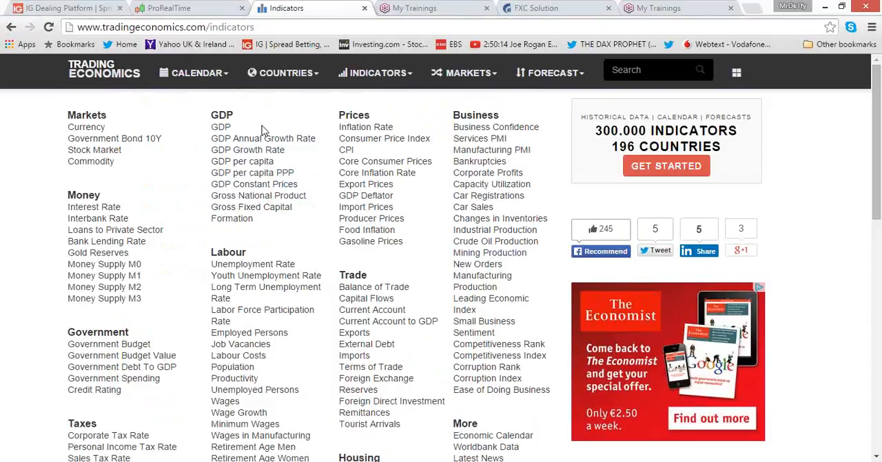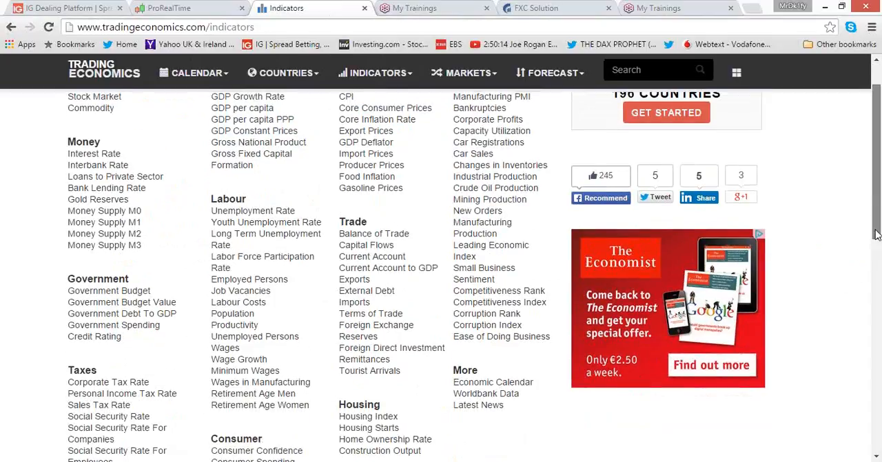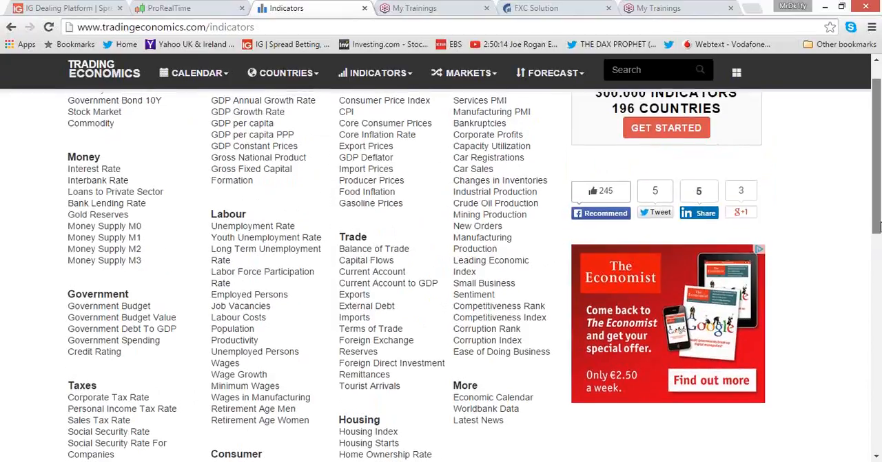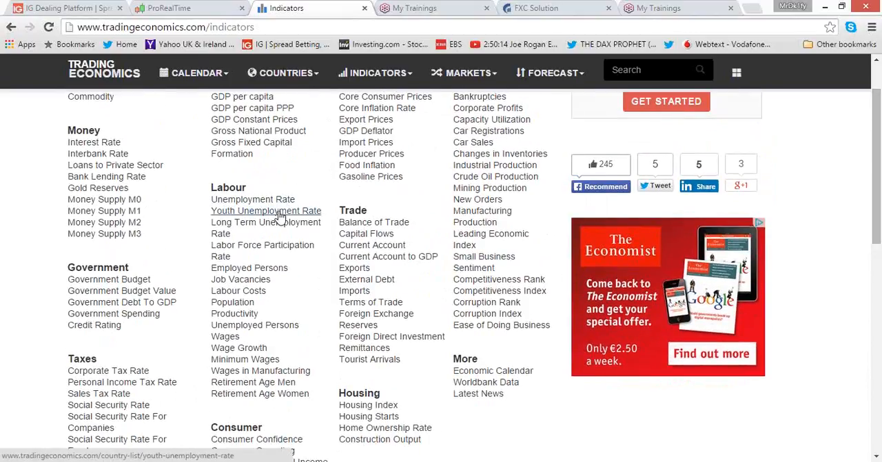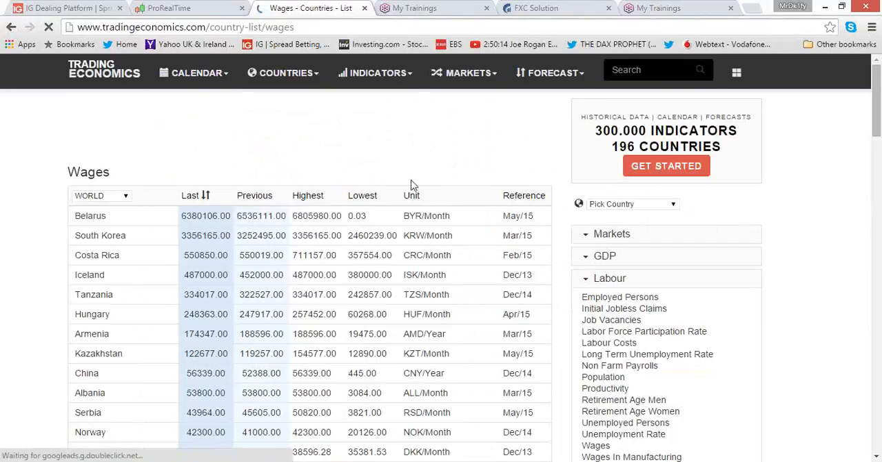In an efficient economy, earnings should increase regularly to keep up with the average cost of living. A decline in wages is an indicator that employers are either cutting rates of pay or laying off employees. Incomes are broken down by various demographics such as age, gender and education. And we can go down to our labour, and we can see our employment and our wages. So there's your wage information here, and there you have it.